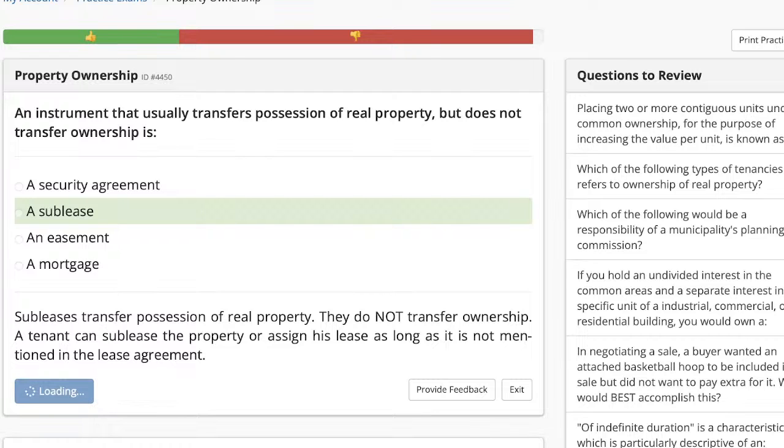What is a promissory note? Anybody know? A promissory note is evidence of a debt. It can be as simple as writing on a napkin.